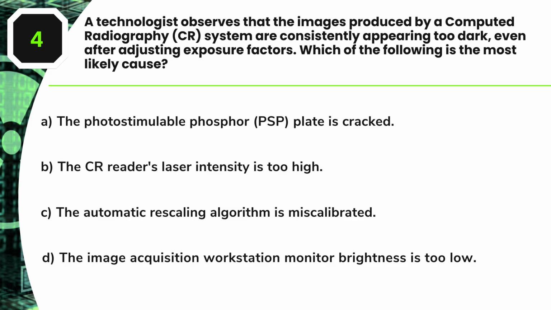Question 4. A technologist observes that the images produced by a computed radiography (CR) system are consistently appearing too dark, even after adjusting exposure factors. Which of the following is the most likely cause? A. The photostimulable phosphor (PSP) plate is cracked. B. The CR reader's laser intensity is too high. C. The automatic rescaling algorithm is miscalibrated. D. The image acquisition workstation monitor brightness is too low.